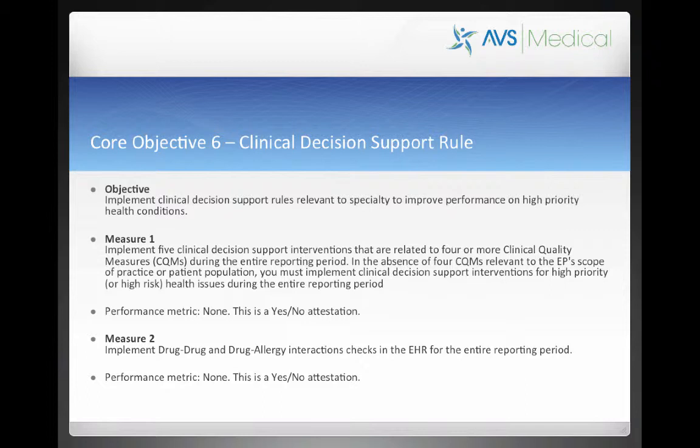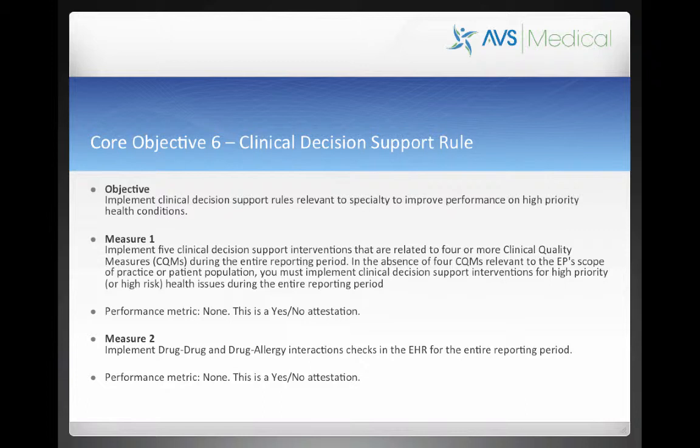The objective here has been expanded from previous years. So to meet this first measure, you need to implement 5 clinical decision support interventions that are related to 4 or more clinical quality measures. Okay, so I'll say that again. You have to implement 5 clinical decision support interventions that are related to 4 or more clinical quality measures. And the way you do this is through the health maintenance module, tying in the CQMs to the health maintenance modules. There is no percentage on this one. It's simply yes or no.